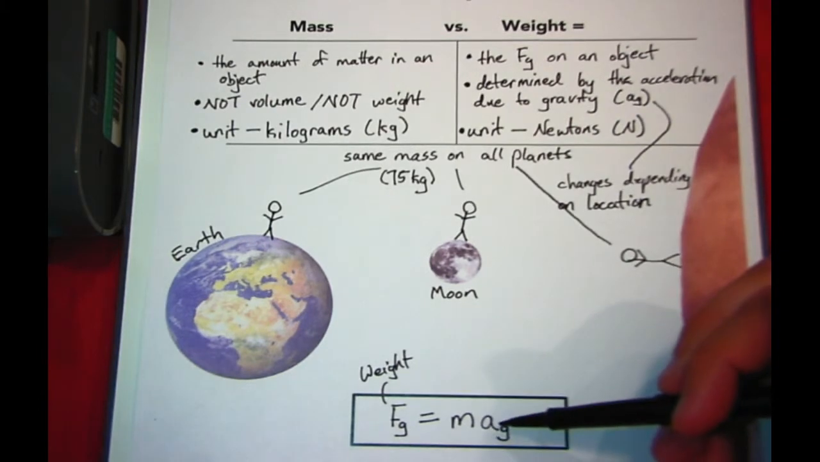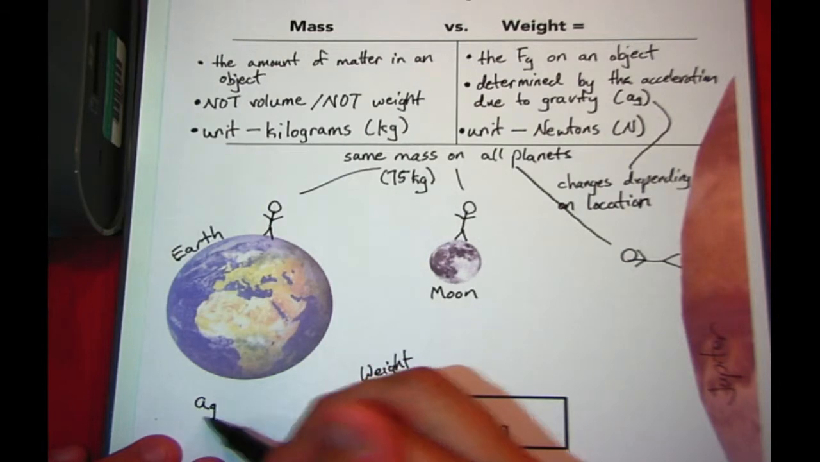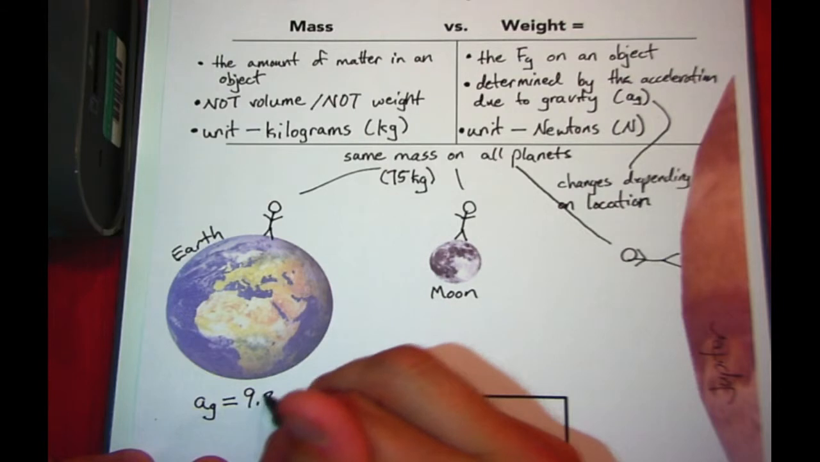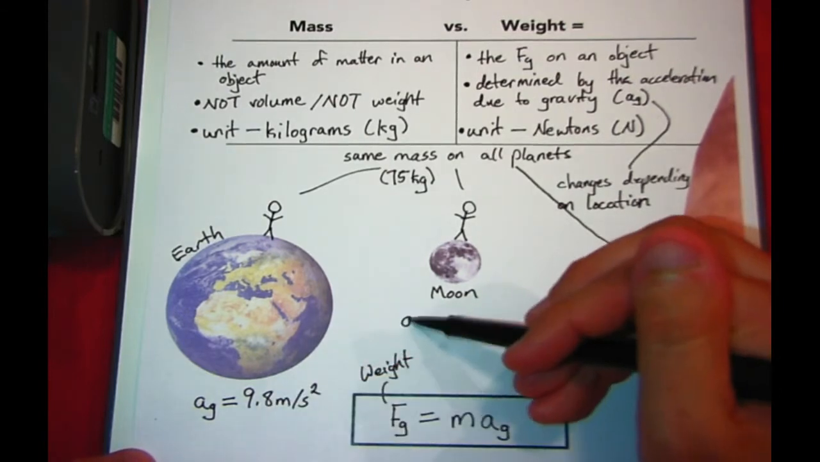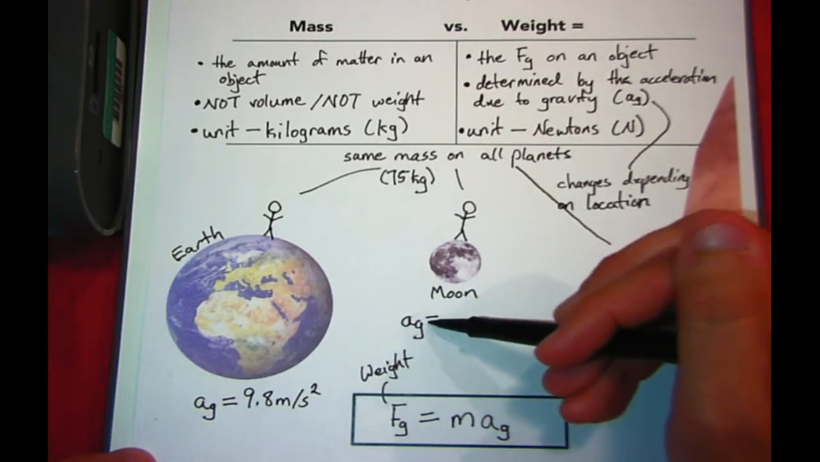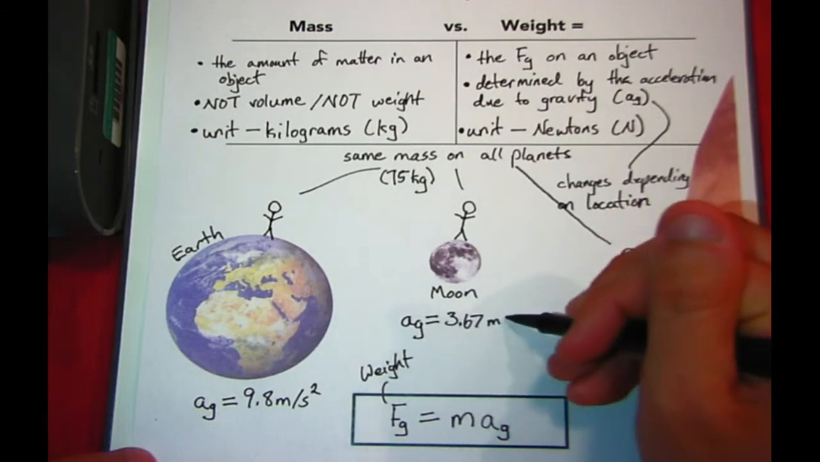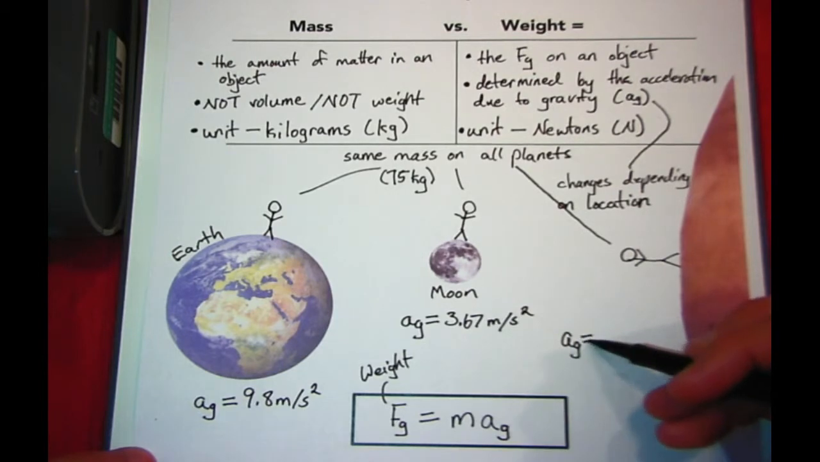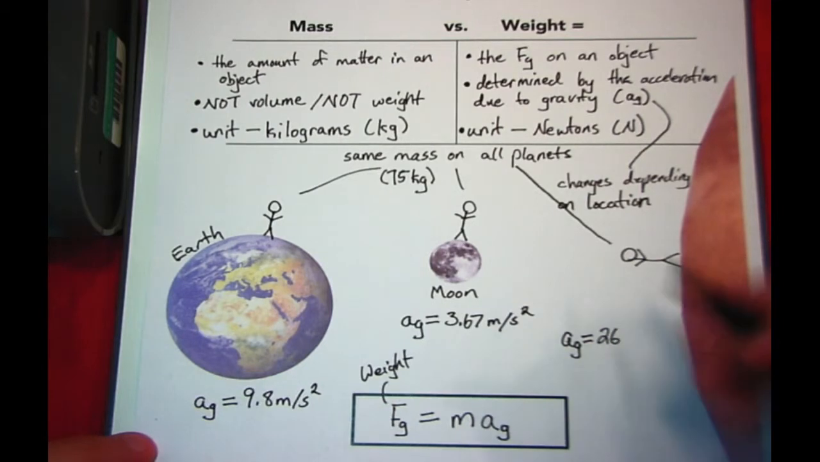All right, so the acceleration due to gravity on Earth, and these are just numbers to remember, is 9.8 meters per second squared. The acceleration of gravity on the Moon is going to be less because the Moon is smaller than Earth, and so it's going to be 3.67 meters per second squared. And finally, since Jupiter is so big, it's going to have a very large force of gravity, and its acceleration due to gravity is going to be 26 meters per second squared.